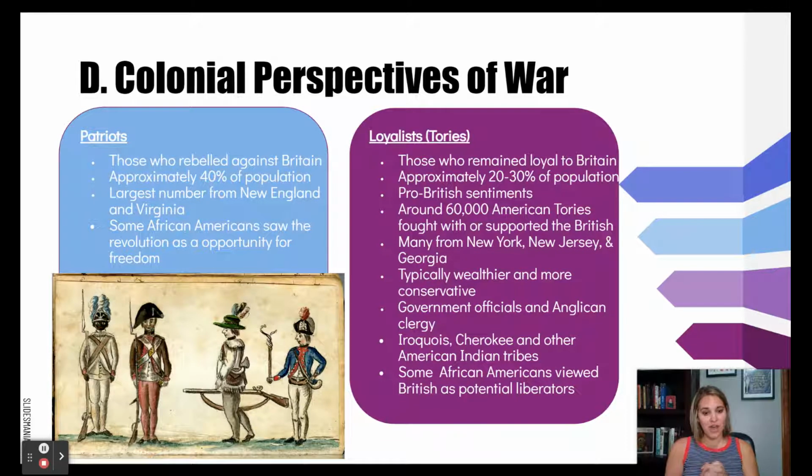This is going to be continued on. We're going to talk about this more in lesson 3.5. So stay tuned for more on the Patriot movement and Loyalist opposition to the war.